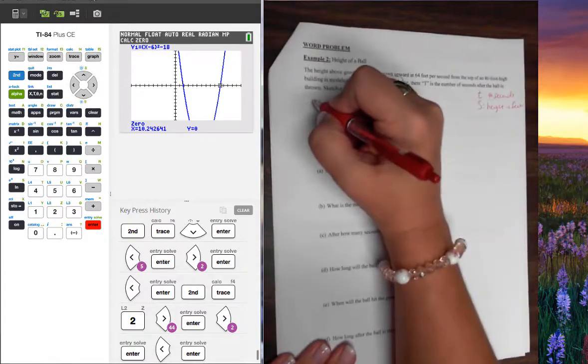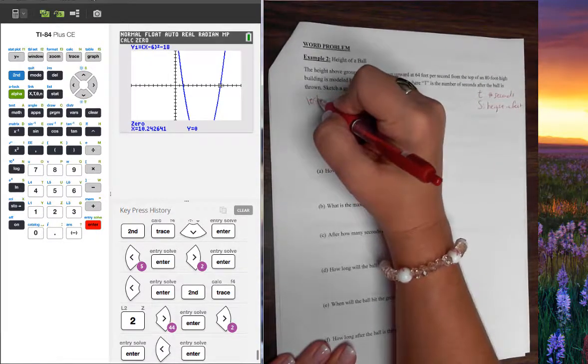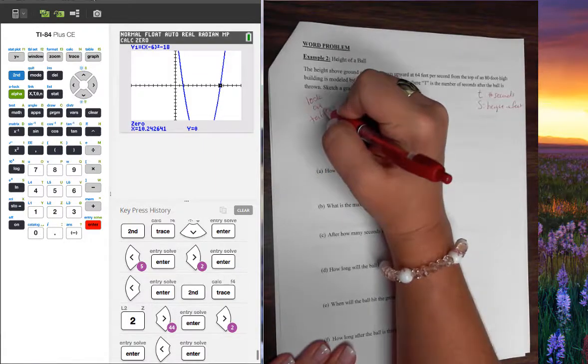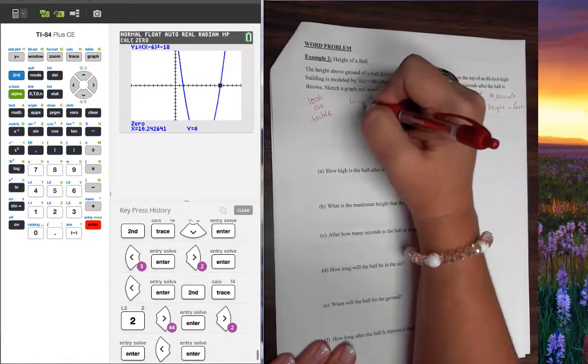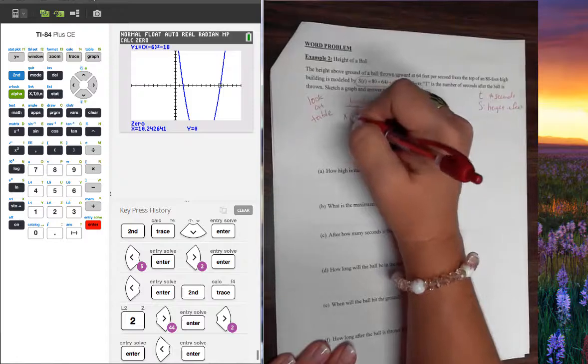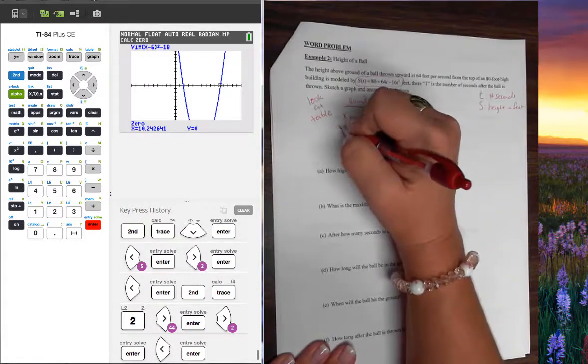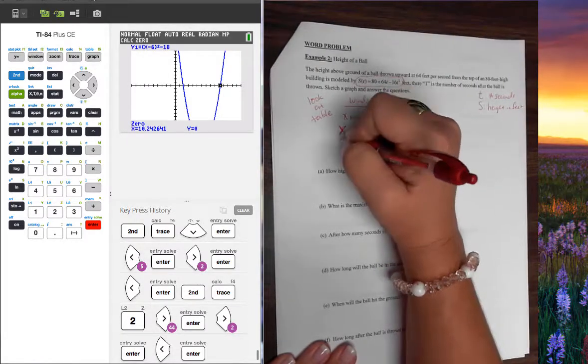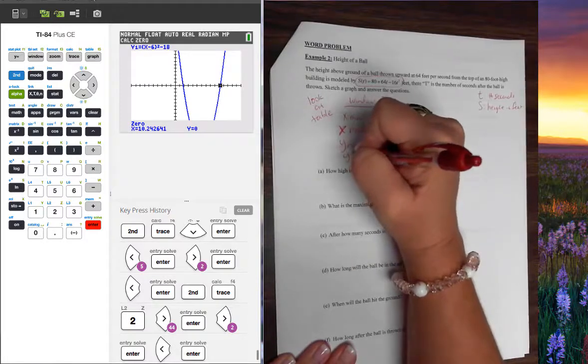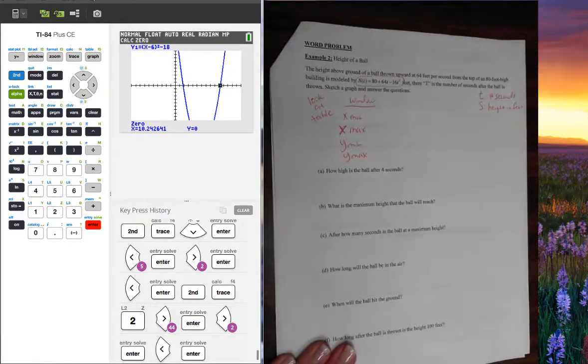So we're going to sketch a graph. We're going to look at our table to get a good window for our graph. So I want you to write this down. X min, X max, Y min, and Y max. All right, go ahead and type it in Y1.